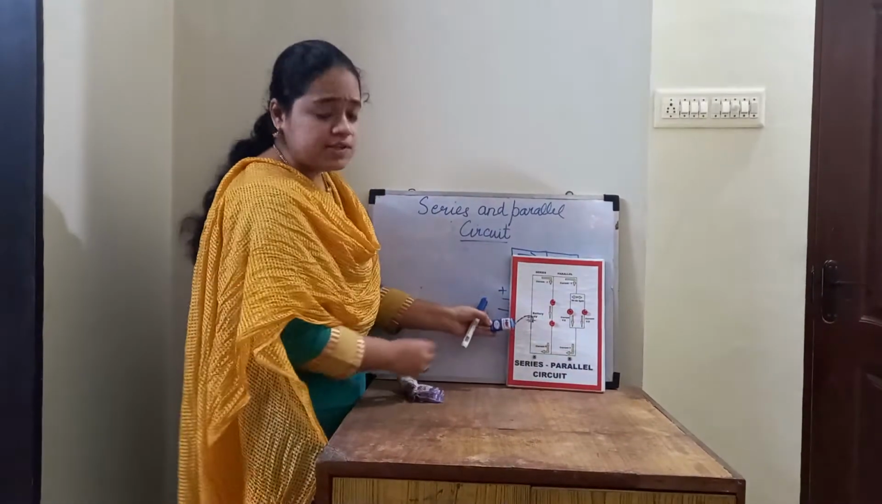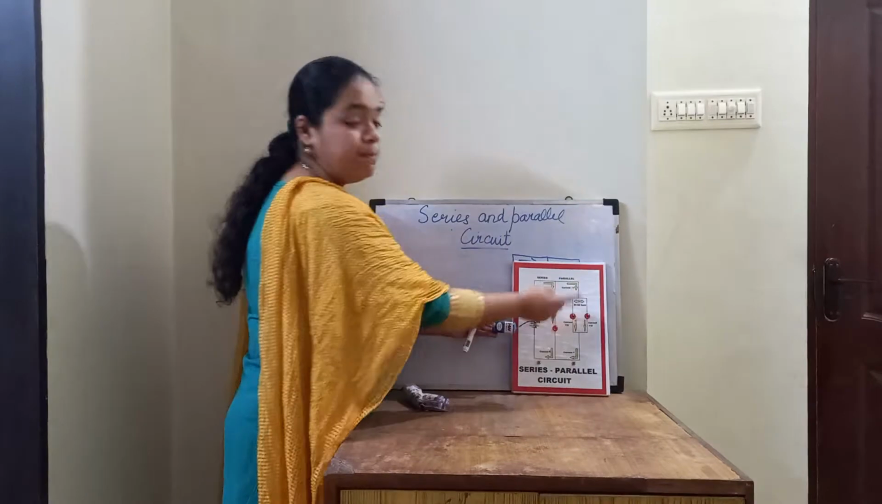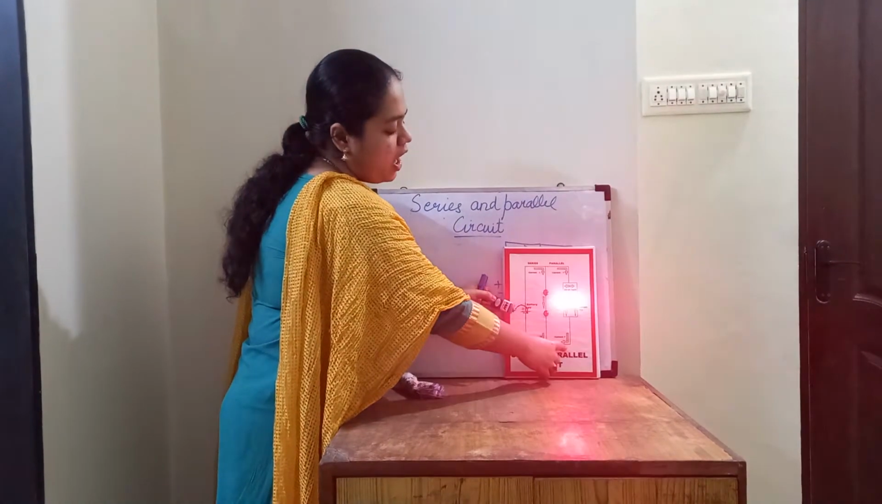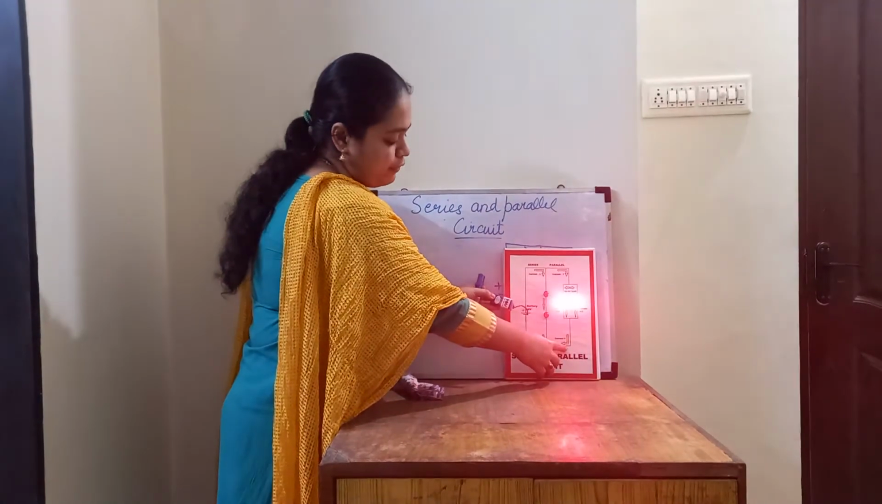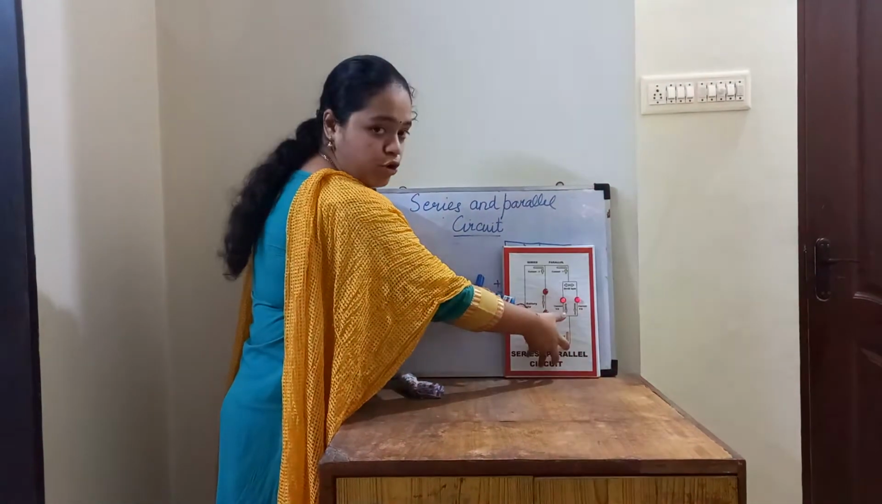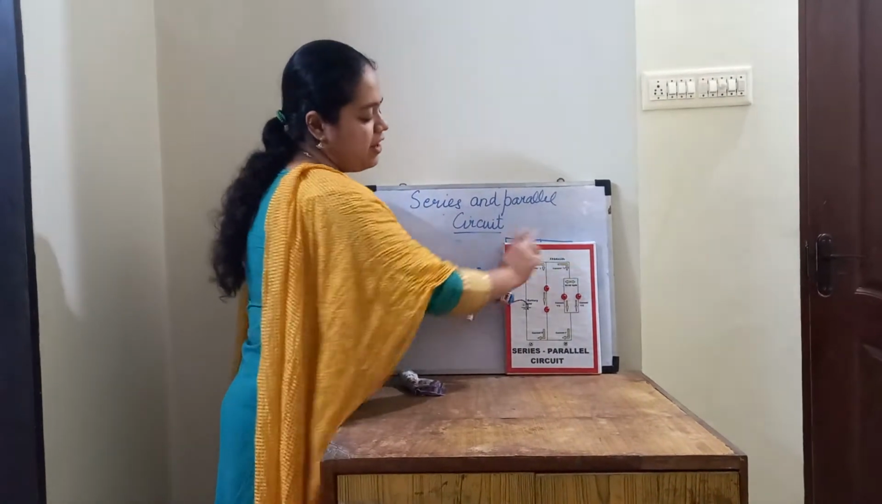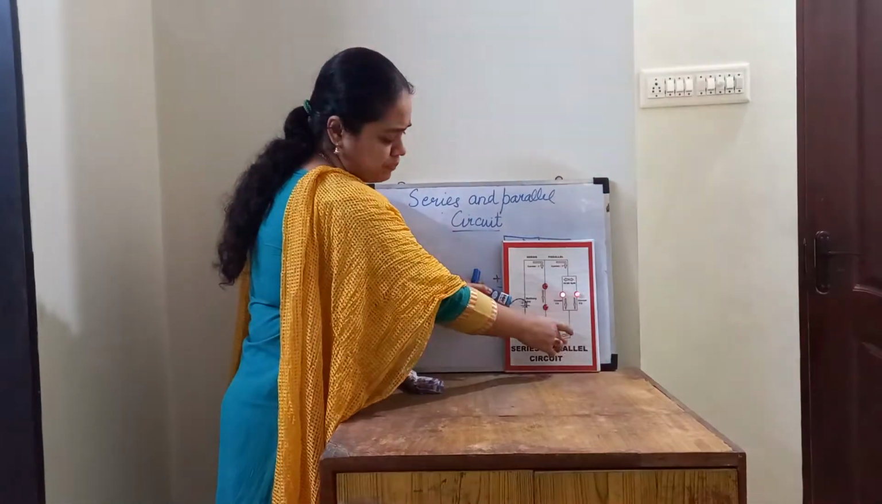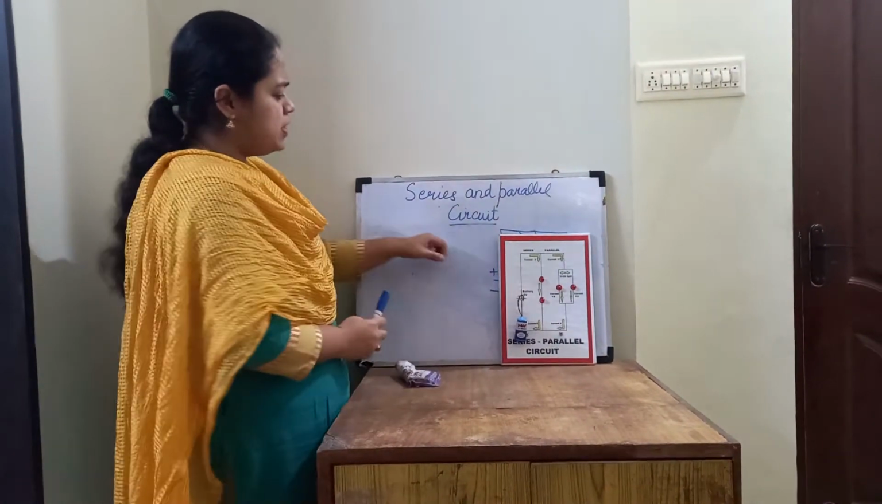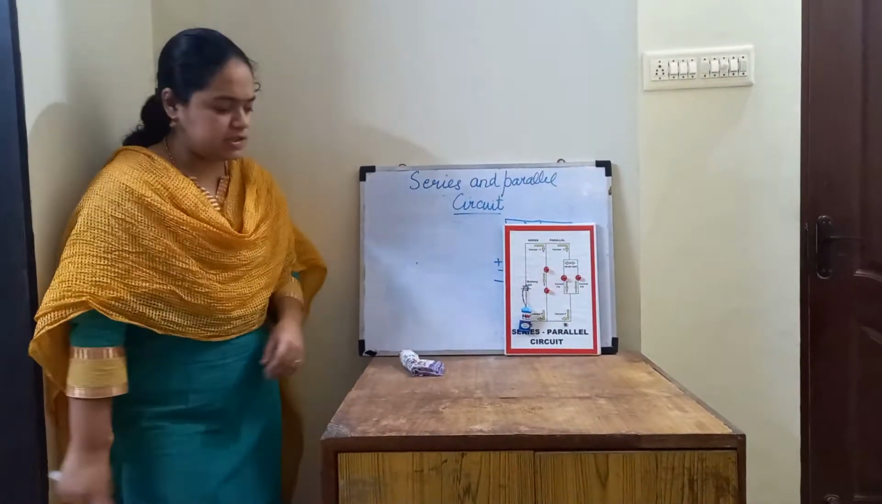Now I have another switch which is connected with the parallel circuit. When I switch on the light of it, you can see the parallel currents which are flowing. So from the battery, the current flows to the parallel circuit. So now, what is the difference between the series and the parallel circuit?